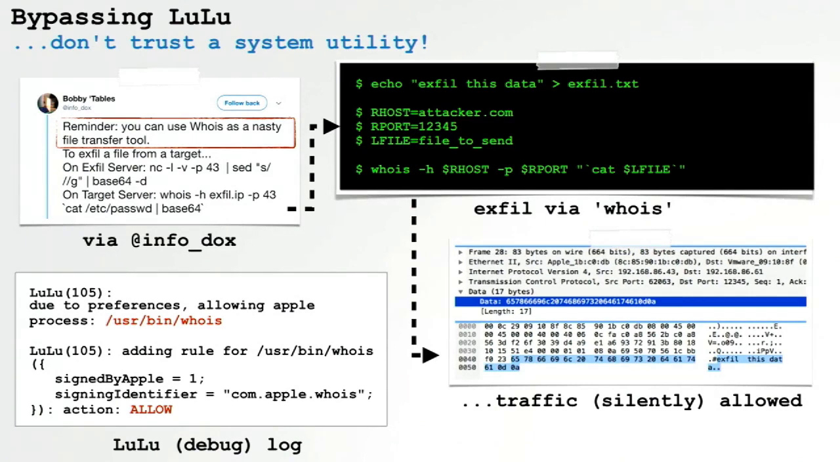Turns out you can actually use the whois utility to exfiltrate data. This was news to me. Since whois is signed by Apple proper, as we can see on the slide, when we use whois to exfiltrate data, the firewall LuLu will see the connection because it's monitoring all connections globally. But since it's signed by Apple and not on the gray list, it is allowed.